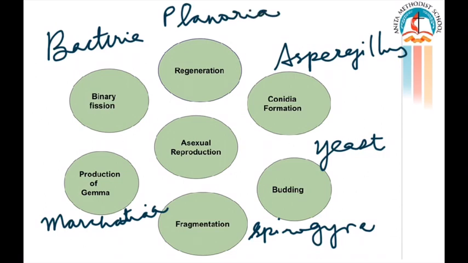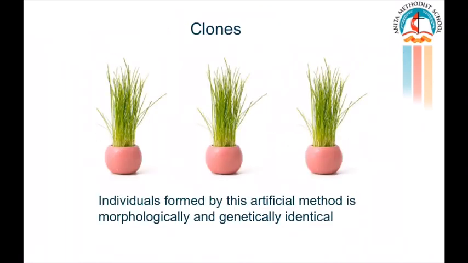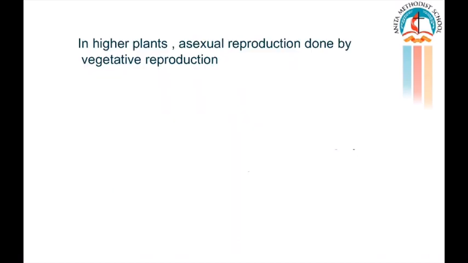Now, these are some of the types of asexual reproduction. Clones are also produced during asexual reproduction. Here, the individuals are formed by this artificial method and are morphologically and genetically identical. In the higher plants, asexual reproduction is done by vegetative reproduction. There are two methods of vegetative reproduction.